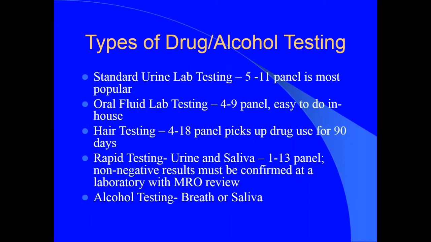Types of drug and alcohol testing available. You have your standard urine lab test. It's a 5 to 11 panel. That's typically the most popular. It's usually collected off-site at collection sites. You have oral fluid lab testing. That can be easily done in-house.